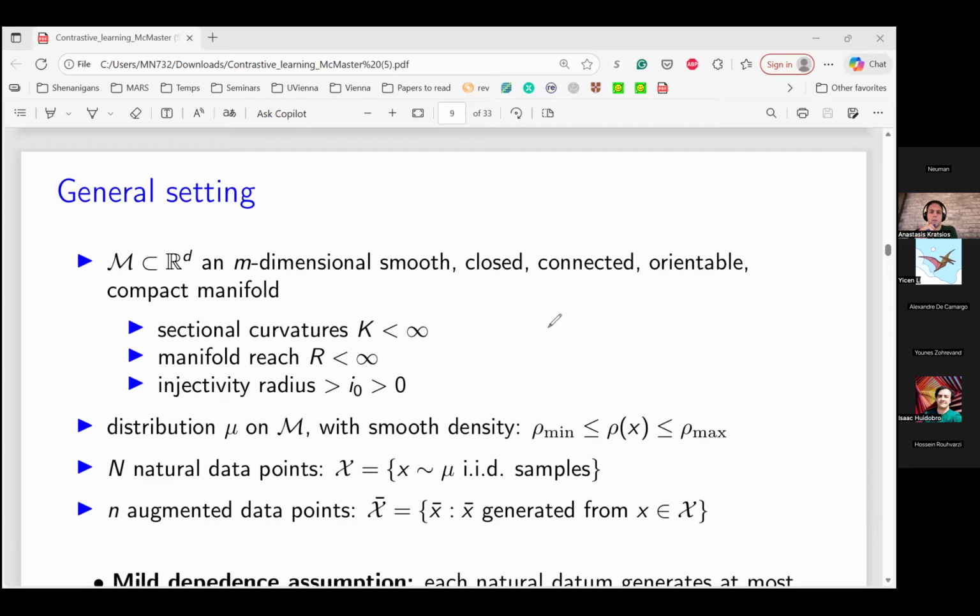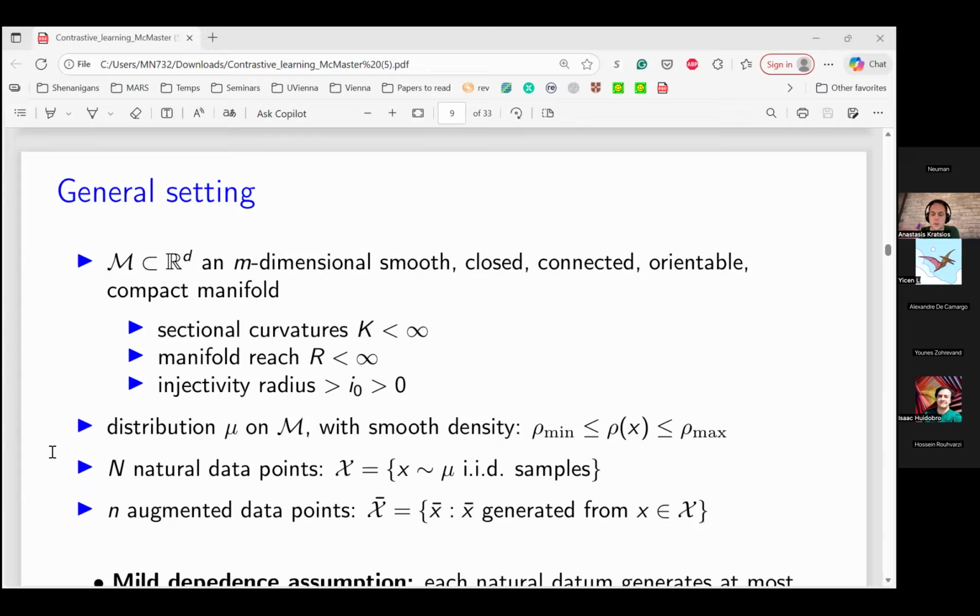So for instance, if you have this kind of manifold, this is a really bad drawing, and you have some point over here, you could see that you have two candidates for projection. But this kind of manifold we don't consider anyway, because it has this corner right here, and it's not really a smooth manifold. And the injectivity radius, okay, this is quite hard to describe.